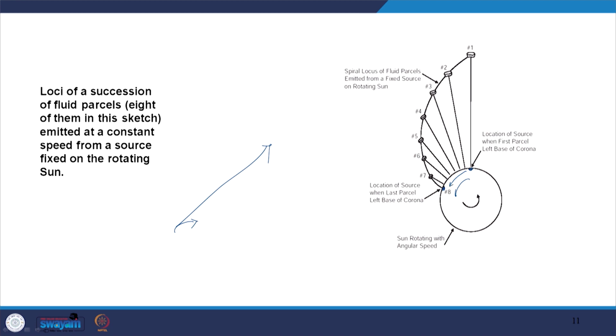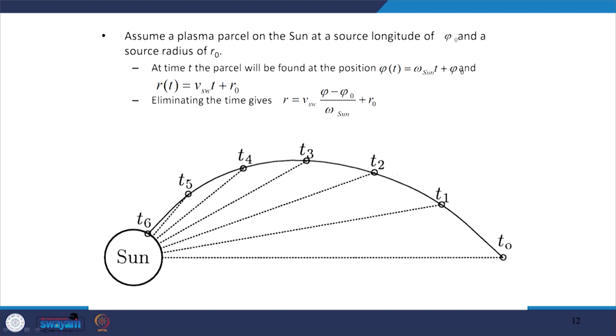While it came here, it was releasing plasma outside. So, the path will look something like this, right. If you go ahead, we can assume a plasma parcel on the surface at a source longitude of phi naught, and a source radius of r naught, right.